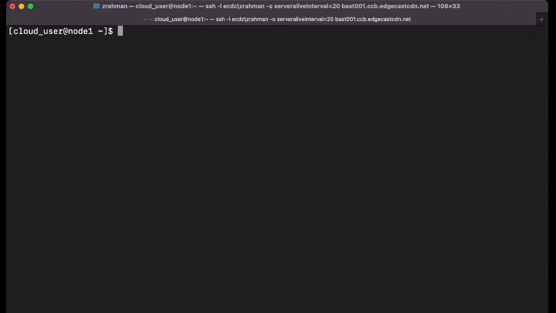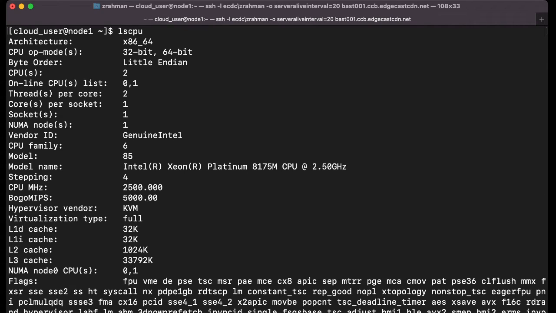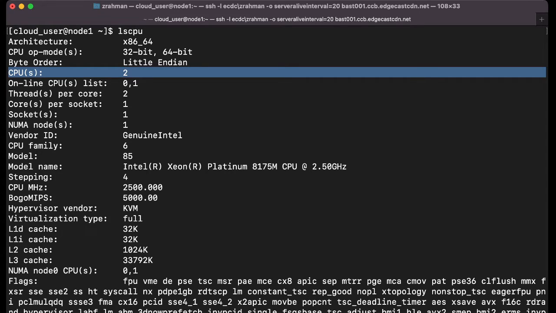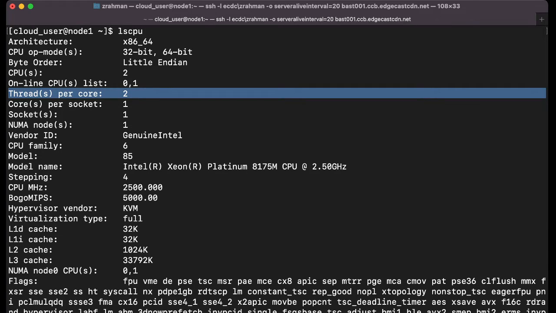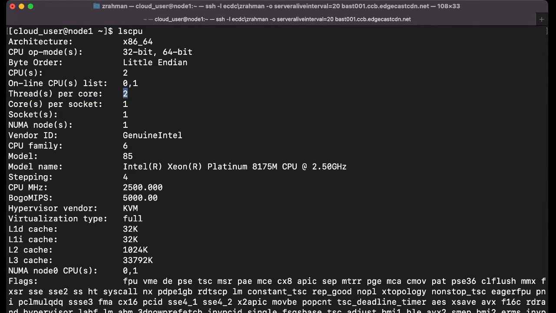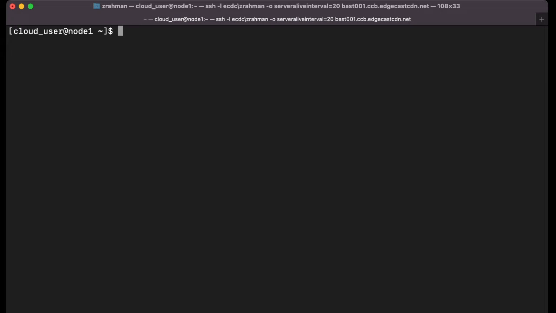and if you do lscpu, all right, this will tell you how many CPUs you have. You have two CPUs, and then it tells you how many sockets you have. You have one socket. How many cores per socket? One. Threads per core is two, because it's actually one core, but for, you know, threading, pretty much there's two. All right, and that's pretty much it.